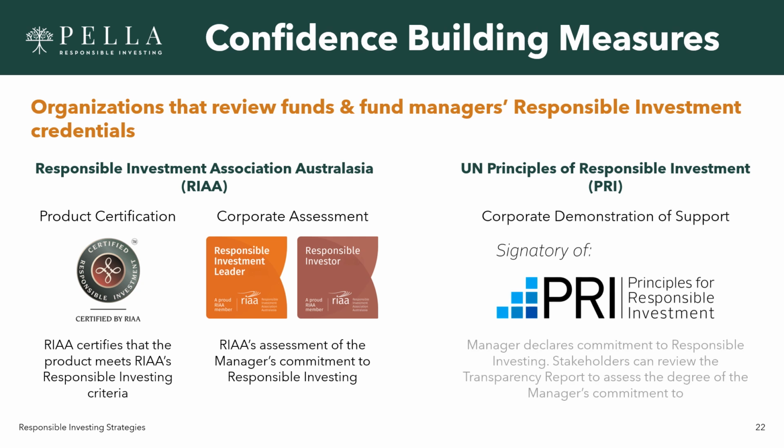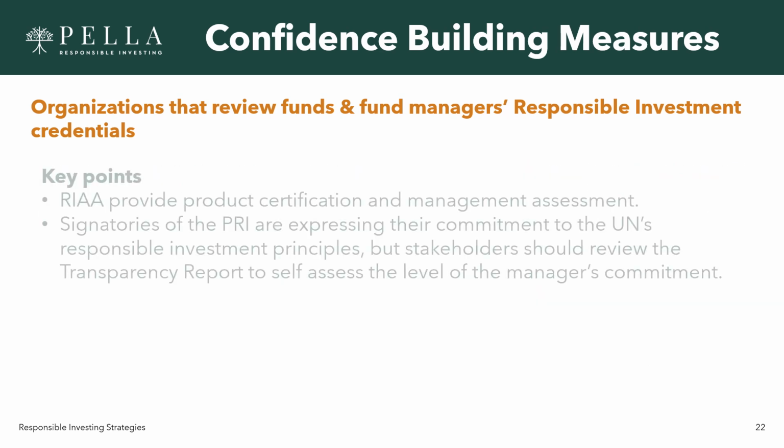The United Nations Principles of Responsible Investment does not offer a product certification. Rather, investors engage with the PRI by becoming signatories to its principles. These signatories are required to submit an annual transparency report that details their activities and progress in implementing the principles. This report is publicly available on the PRI website, which ensures accountability and facilitates peer benchmarking.